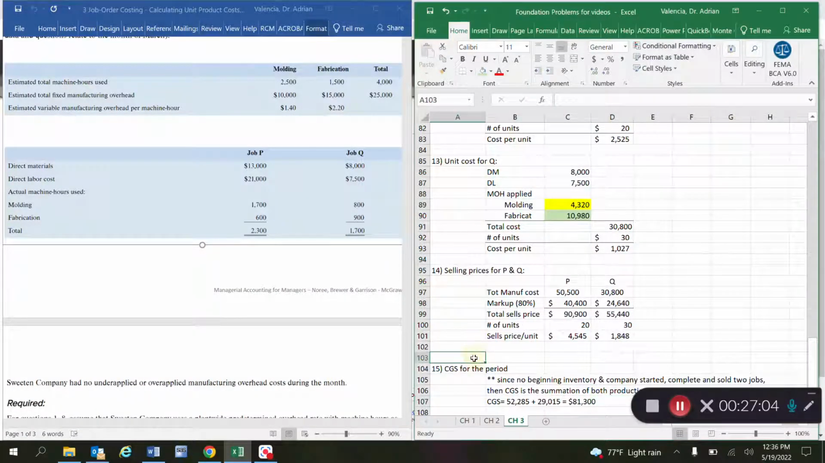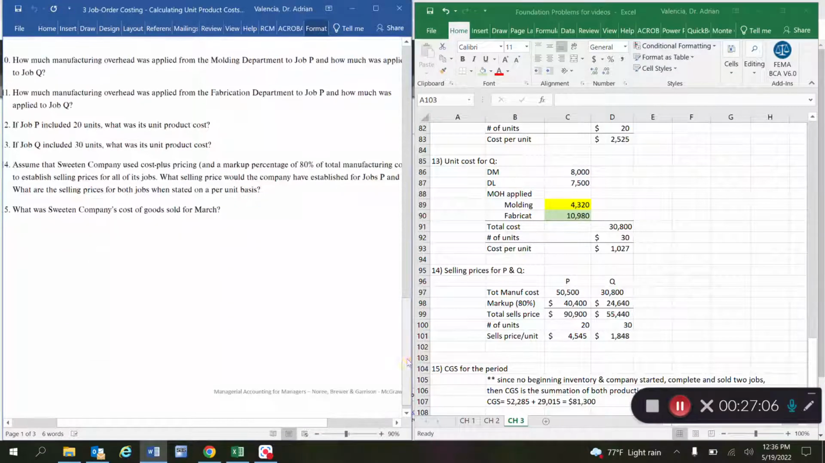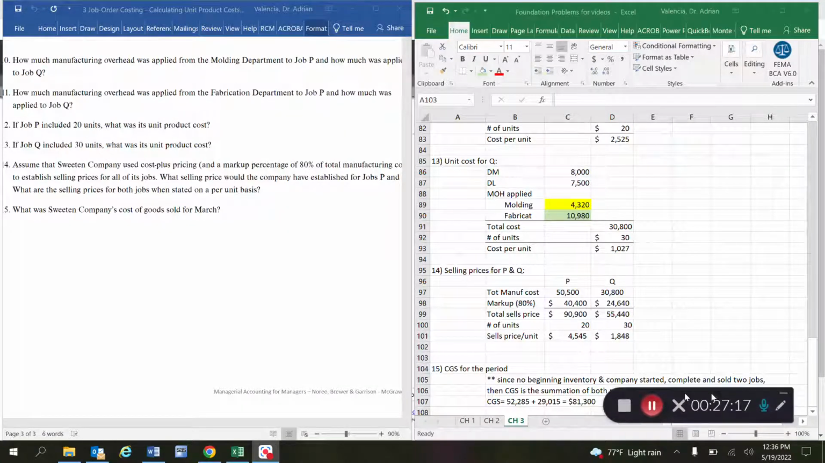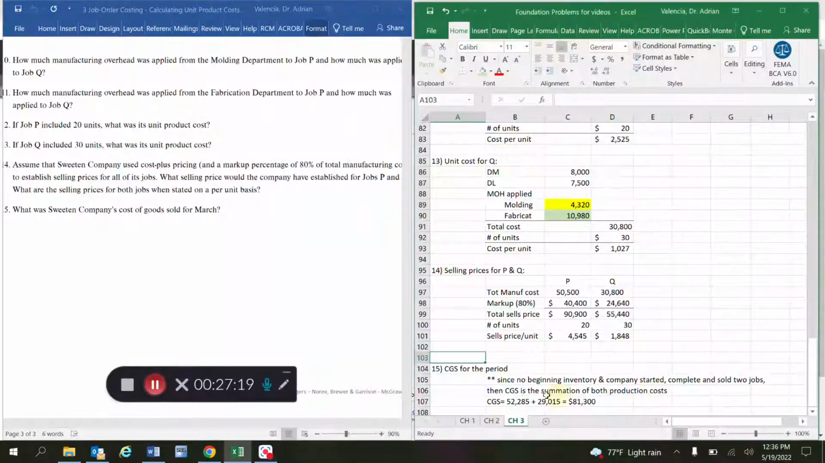All right, and then finally, question number 15 asks, what is Sweeten's company's cost of goods sold for March? Same thing as before, because we do not have beginning inventories or ending inventories, the cost of goods sold is nothing more than the summation of the total product costs. Now, this is still the same, 81,300, because we sold everything we made. So all the manufacturing costs incurred are going to be expensed.